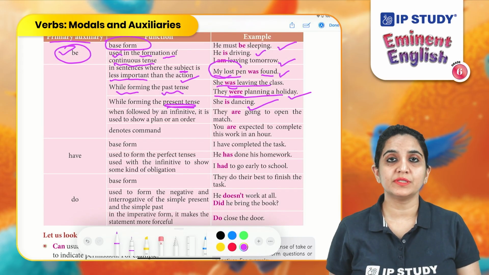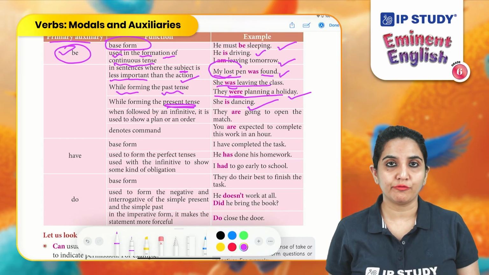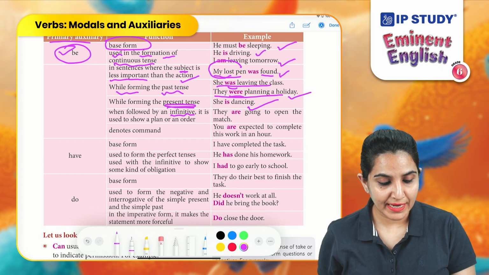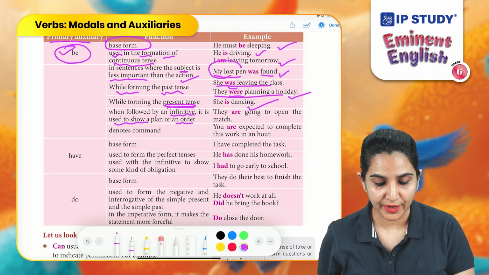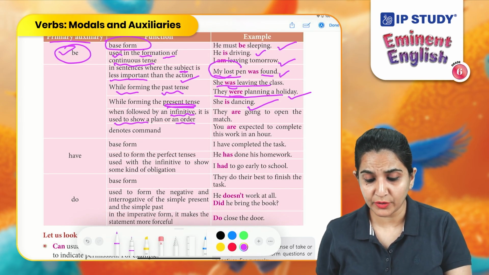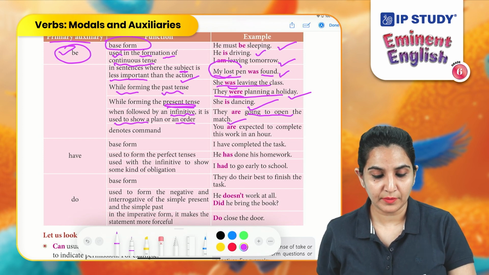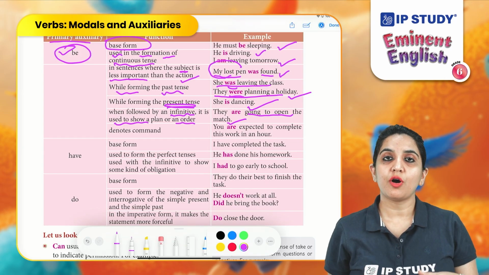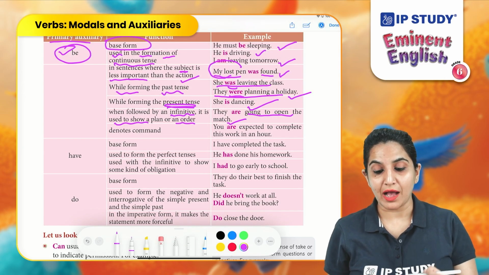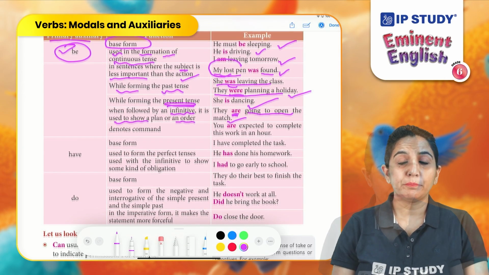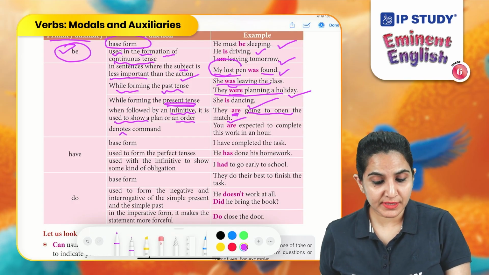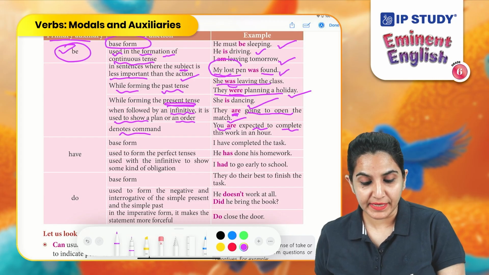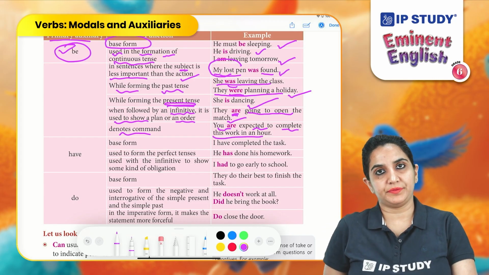You can also use the base form of be verb. Now, when followed by an infinitive, it is used to show a plan or an order, such as they are going to open the match. So when you're showing a plan or execution of a certain plan, you use are verb. Be form of verb denotes command, such as you are expected to complete this work in an hour.